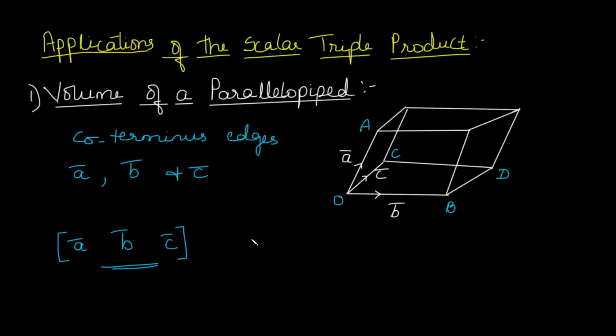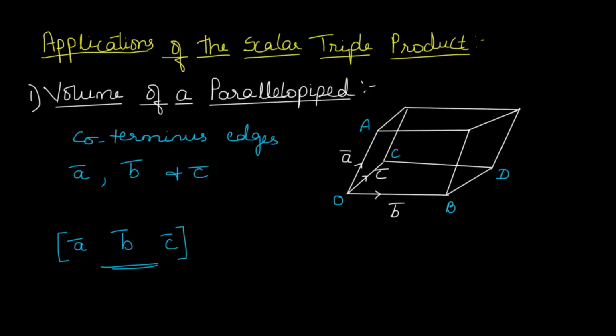Now this year the board has deleted the proof of this particular property. So as a result, you do not have to study the proof, but however, you have to remember the formula. So the volume of a parallelepiped is given as box ABC.